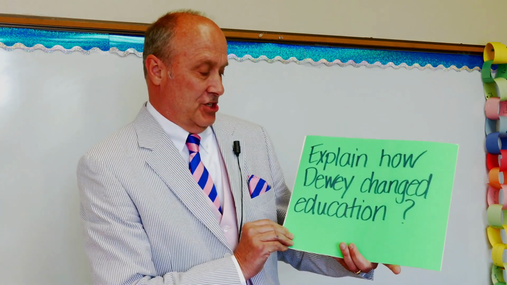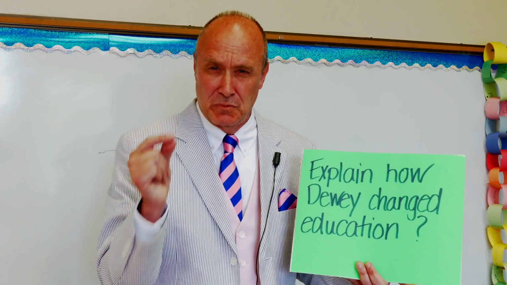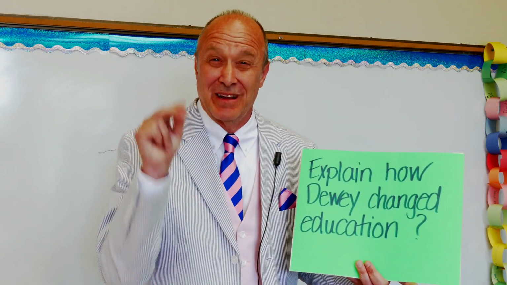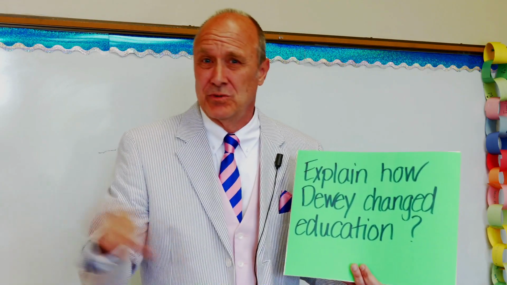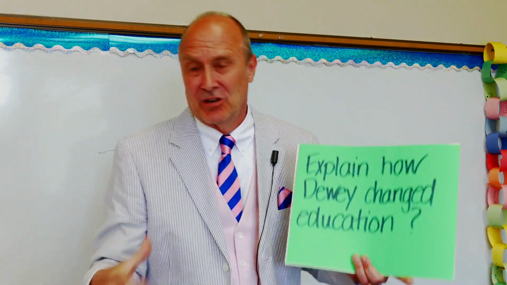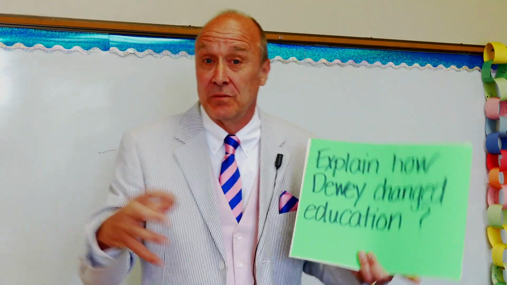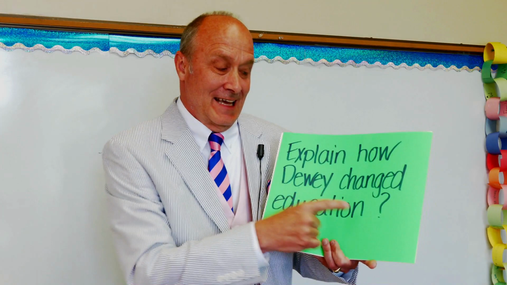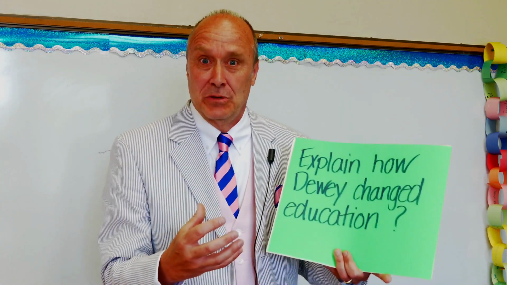Explain how Dewey changed education. We've talked about it. Now you need to know that he was progressive and child-centered and be able to explain those two things, that he did away with Little House on the Prairie and started having kids in pods, and the teacher was a facilitator and the kids were learning from their peers. And child-centered or child interests are incorporated in the classroom.